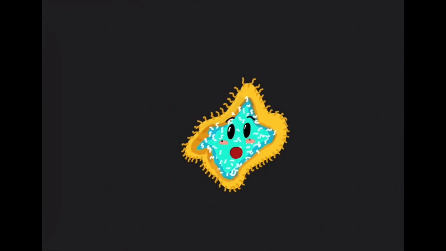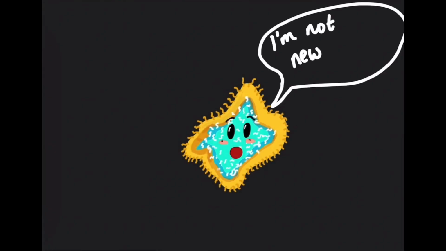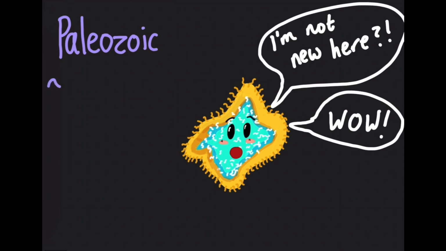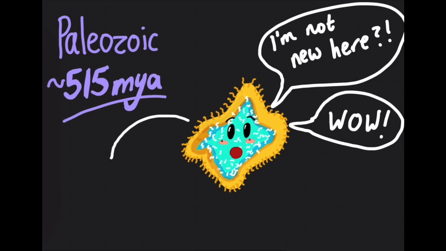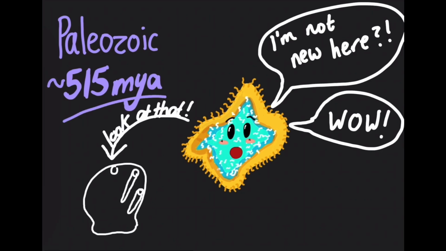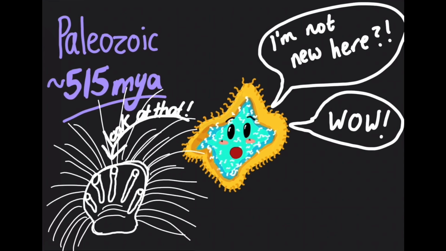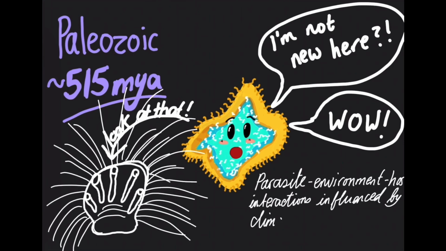So, parasites are nothing new. In fact, they've been around for hundreds of millions of years. The oldest evidence of parasitism dates back to the Paleozoic era, roughly 515 million years ago. Fossilized brachiopods from the Cambrian period even show tube-dwelling parasites attached to their shells. This suggests that parasitism has been shaping ecosystems and host evolution since the earliest days of complex animal life.